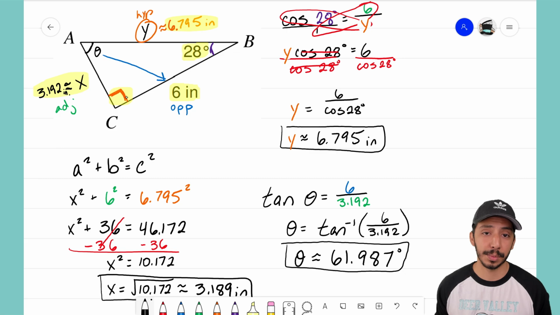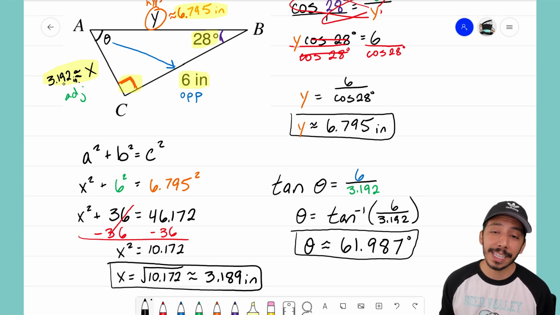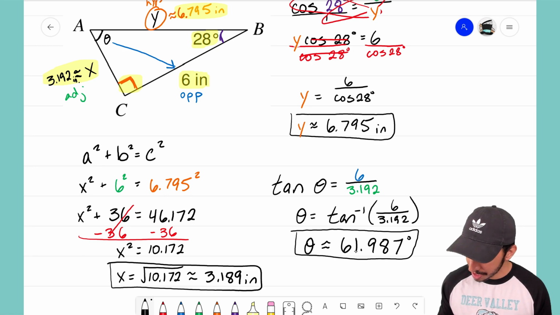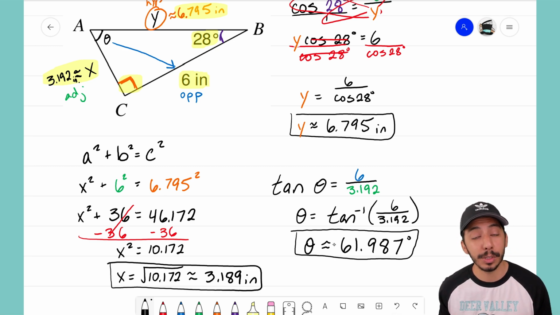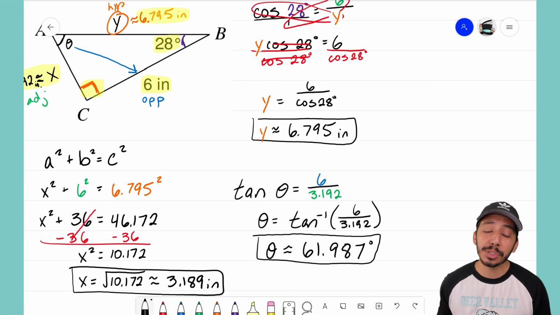Now, you might be wondering to yourself, why does this angle here have decimals when none of our other angles have decimals after it? And the reason why is because this side of 3.192 was an approximation. So since I approximated that side, this angle here that we're trying to solve for will also end up as an approximation.